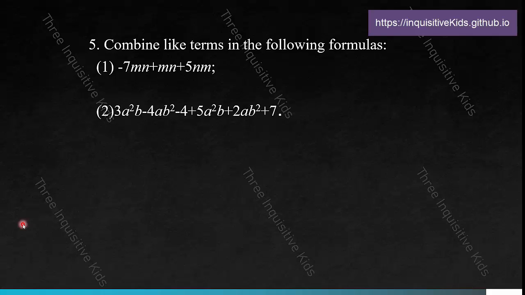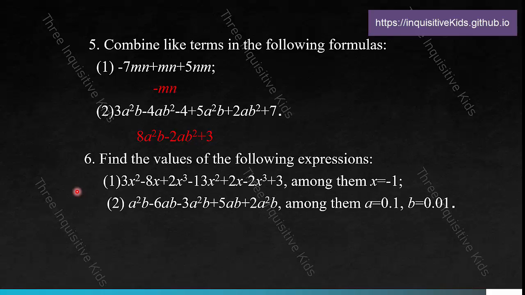5. Combine like terms in the following formulas. Combine like terms for these, and then after, come back and check your work. Did you remember the procedure of combining like terms? I hope you did. The first one is negative mn. Second one is 8a squared b minus 2ab squared plus 3.